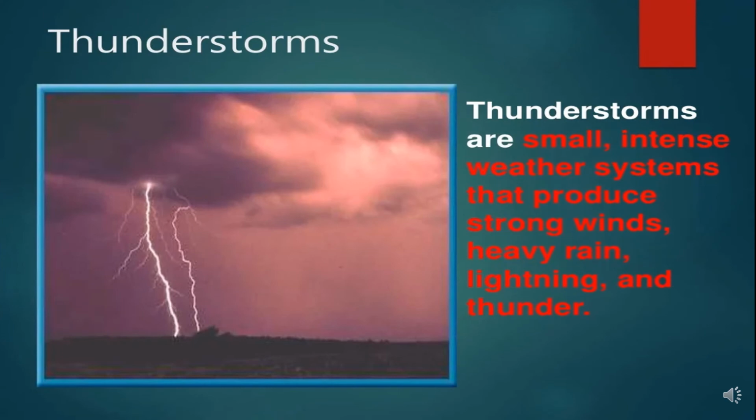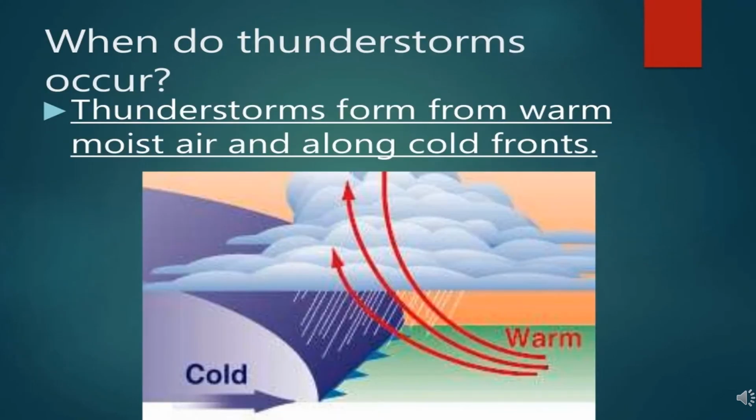Thunderstorms are small, intense weather systems that produce strong winds, heavy rains, and lightning and thunder. These are all examples under the Coriolis effect. The question is, when do thunderstorms occur? Thunderstorms occur from warm, moist air and along cold fronts. You can see in the picture that on the left hand side the cold front is traveling to the right, and the warm, moist air is traveling in the upward direction.